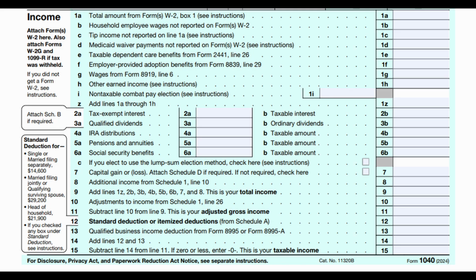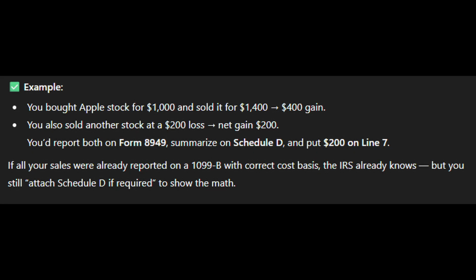If you only had a simple capital gain or loss already reported to the IRS on your 1099-B and no adjustments, your tax software might handle it automatically without physically attaching Schedule D. So here's a quick example. If all your sales were already reported on 1099-B with correct cost basis, the IRS already knows, but you should still attach Schedule D if required to show the math.